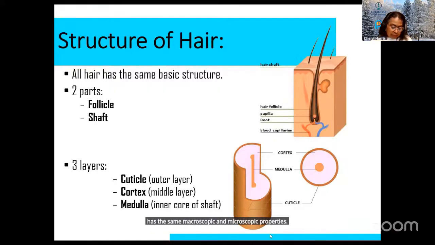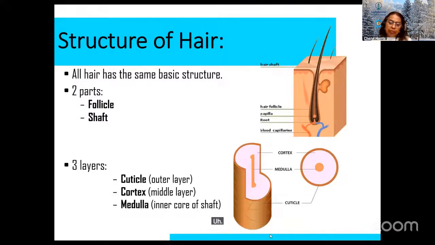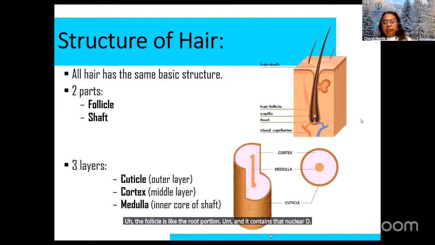So there's two parts of the hair. We have the follicle and the shaft. If you look at the picture, the follicle is like the root portion, and it contains that nuclear DNA, and then you have the hair shaft.